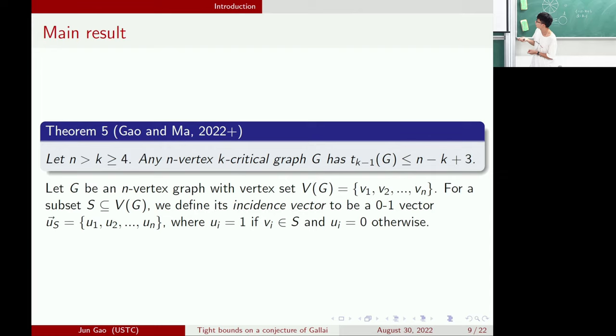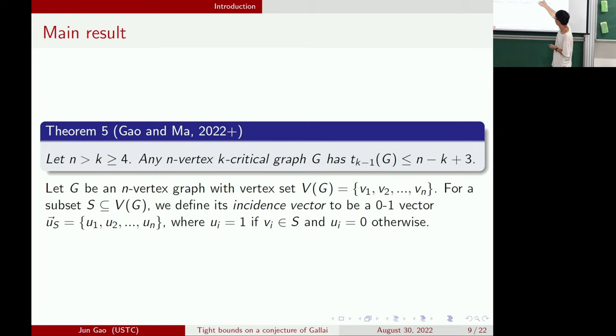And recently we completed and resolved this conjecture. Before our proof, we will introduce some useful definitions. The first is the incidence vector. We let G be an n-vertex graph with the vertex set v1, v2, ..., vn. The incidence vector is a 0-1 vector: when vi belongs to S, ui is 1. Otherwise, ui is 0.